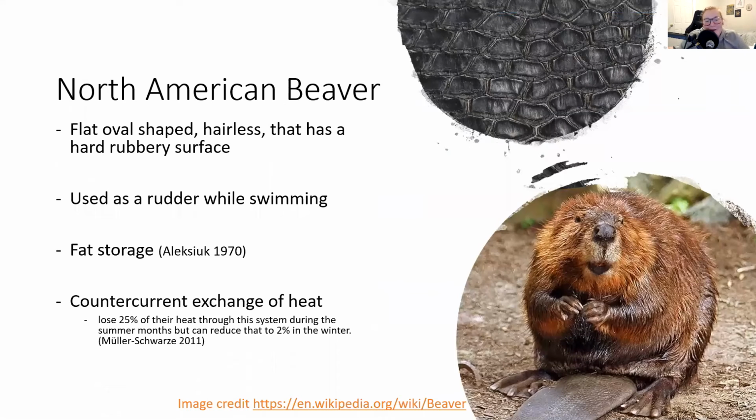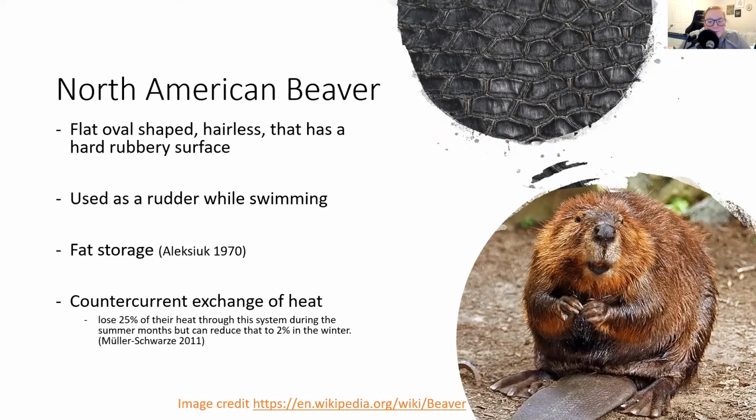So I also wanted to focus on a couple of animals that are a little bit closer to home. So the North American beaver, we kind of all know this one. They're fairly charismatic little mammals, but their tails are flat and oval shaped, and they're also hairless and have a hard rubbery surface. I've shown a picture right here. This is what their tail kind of looks like close up.